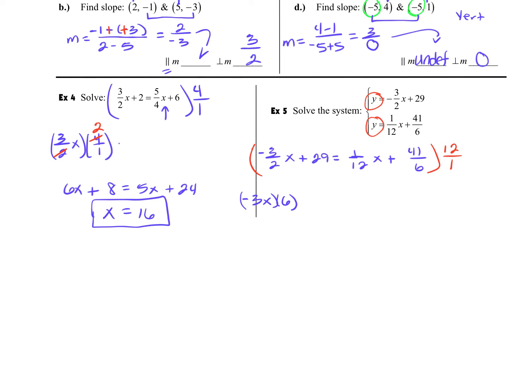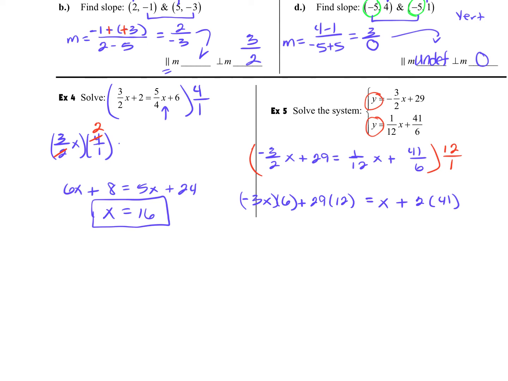Then I'm going to distribute my 12 to the 29. Now this one we can just multiply in our calculator if we want, or I'm going to go ahead and write this one out. 29 times 12. I'm going to distribute my 12 again. Now my 1 over 12 and my 12 over 1 cancel, and that's going to give me just an x. And then I'm going to distribute my 12 again. 6 goes into 12 2 times. So in the next step, I'm going to have 2 times 41.